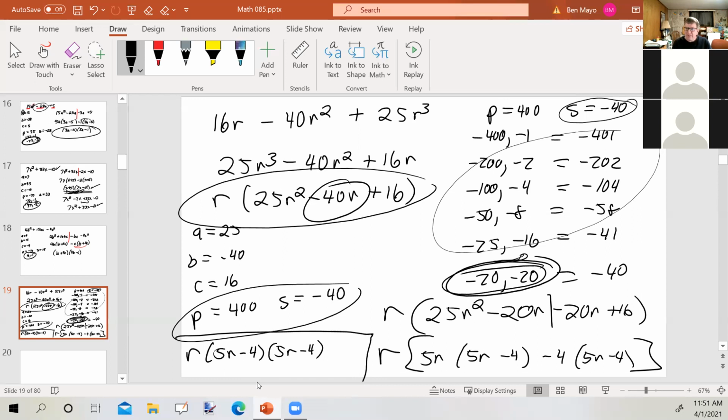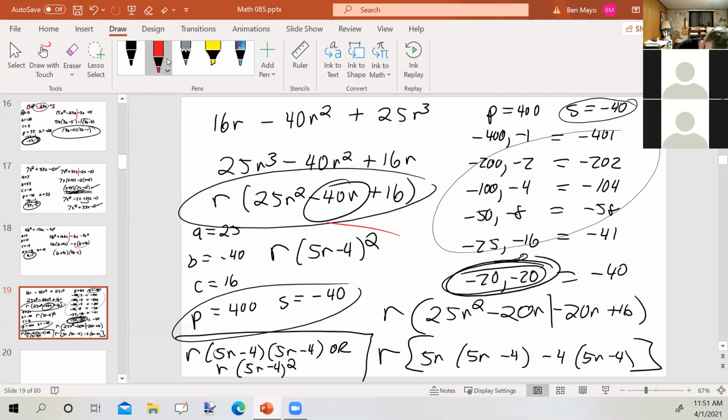However, since the two binomial factors are identical, I could also say, whoops, hang on, slow down here. I would have r times 5r minus 4 the quantity squared. Let me write that bigger up here. R times 5r minus 4 the quantity squared. So you could write it that way, or you could write it that way. Sorry, I'm all over the place there. I didn't plan ahead very well and ran out of room.